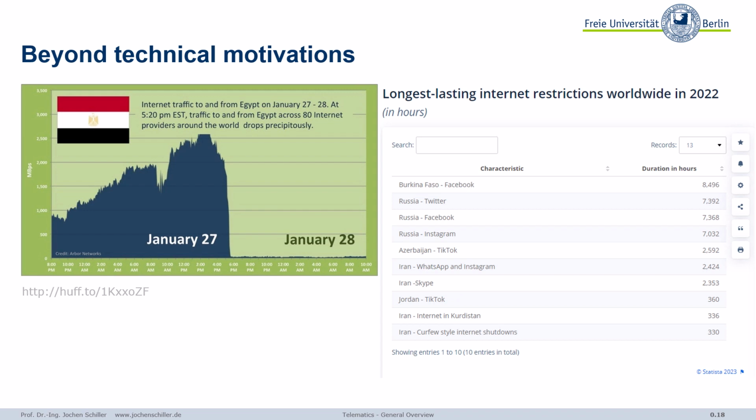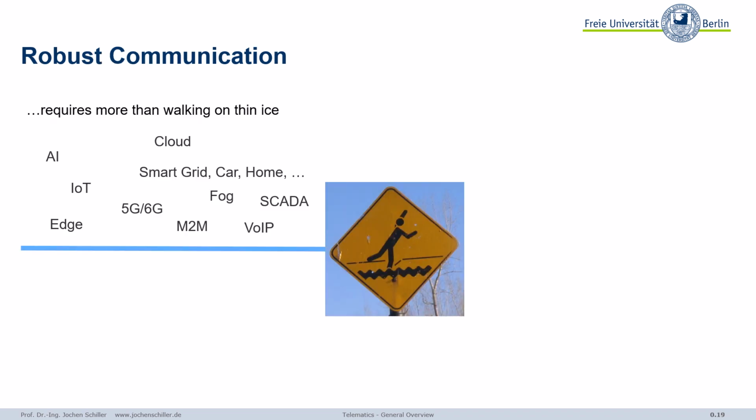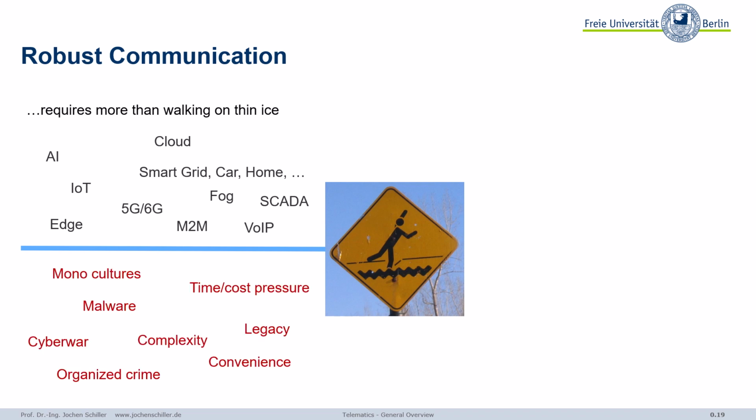So we all want to make communication robust. And this requires way more than just walking on this very thin ice. So we're talking AI and cloud and cool 5G, 6G communication, fog computing, machine-to-machine, edge computing, voice over IP, voice over LTE over IP, etc. So nice, we all like this, but you should learn what's underneath this thin layer. There we still have a lot of legacy systems, complex systems.